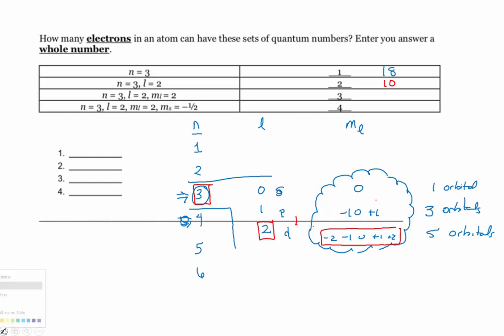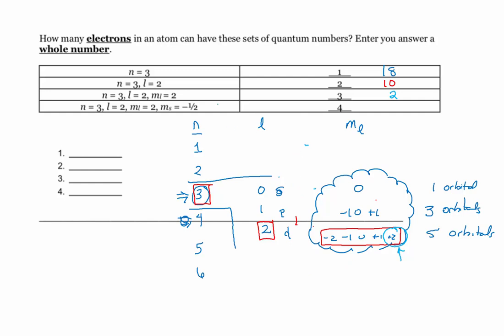The next value that we're going to look at is giving you a little bit more information. We have an n of 3, an L of 2, and an m sub L of 2. So we're getting down to this m sub L right here. So when you've defined all 3 of those numbers, you've defined a specific orbital. That's only one orbital right there. That one orbital will hold 2 electrons. So that would be a value of 2. It takes 3 numbers, the n, the L, and the m sub L, to define a specific orbital.